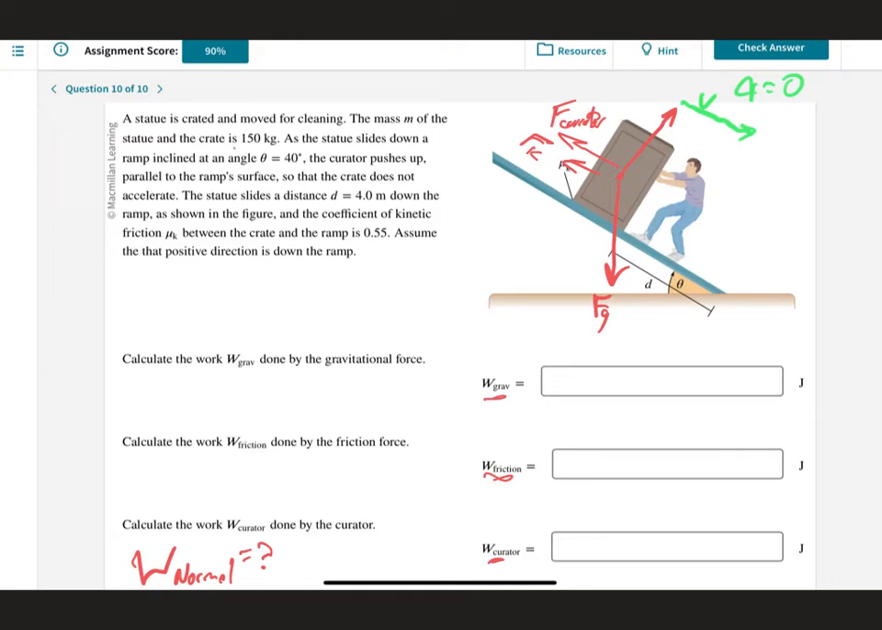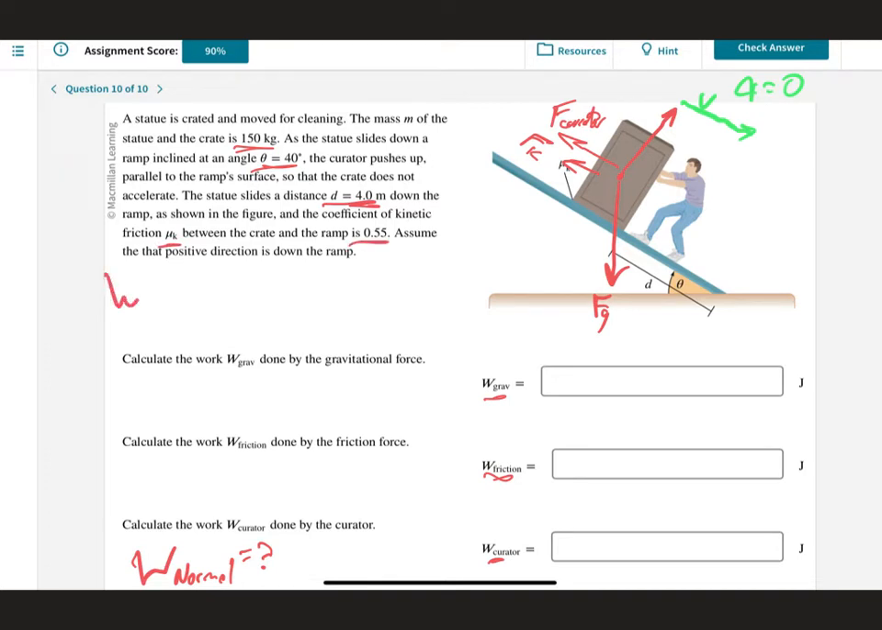We're given some information. We know the mass of the box. We know the angle, theta. We know how far it's sliding down the ramp. That's going to be important because that's how far it's going to move, and that's part of our work equation. We also know mu sub k. That's given in the problem as well.